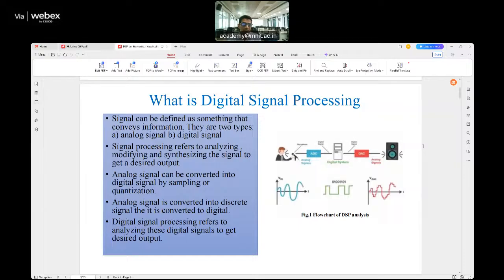An analog signal can be converted into a digital signal. As we are saying, it is of two types, analog and digital. The important thing is that all realistic signals, for example my speech signal, the actual image, are basically analog signals. But for the representation and processing by our machines and algorithms, we convert them into a digital signal by sampling and quantization. An analog signal is converted into a discrete signal, then into a digital signal.